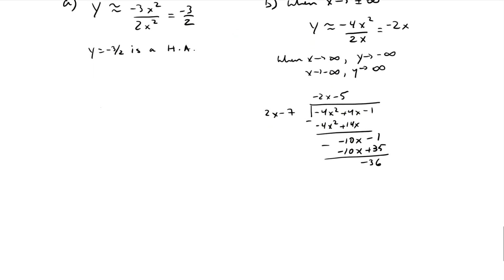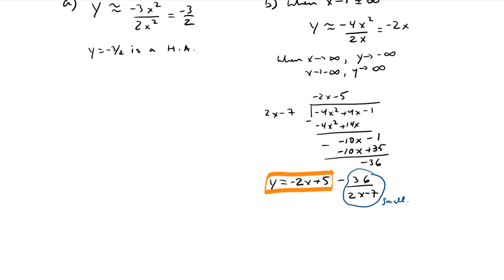So overall, my function y is minus 2x plus 5 minus 36 over 2x minus 7. So my slant asymptote is this part, minus 2x plus 5, not the part that's going towards 0. This other part will become very small when x is large, due to the fact that in the numerator I've got a constant 36, and in the denominator I'm going to have numbers 2x minus 7. That's going to be really large if x is, let's say, 1,000,000 or minus 1,000,000.